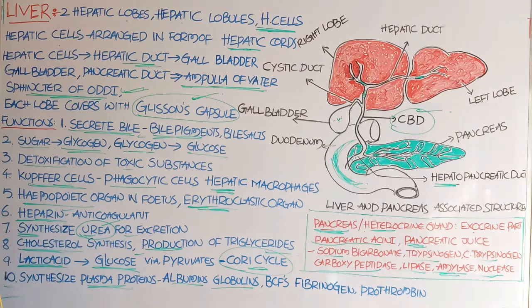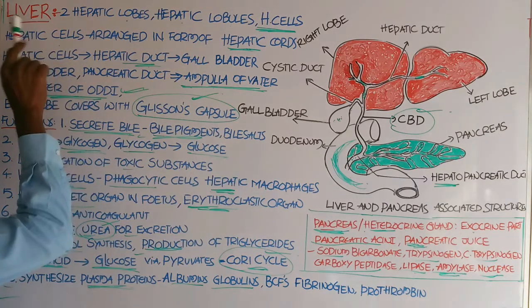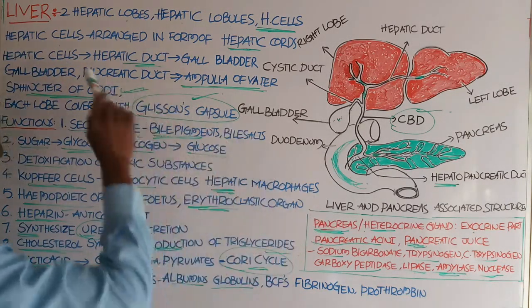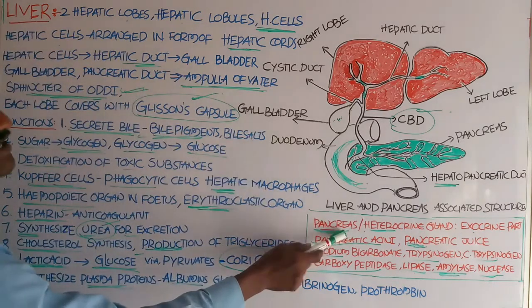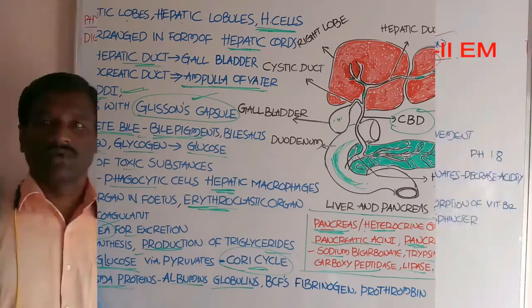Okay students, this is about the two types of digestive glands: the liver, and the next one, the pancreas.